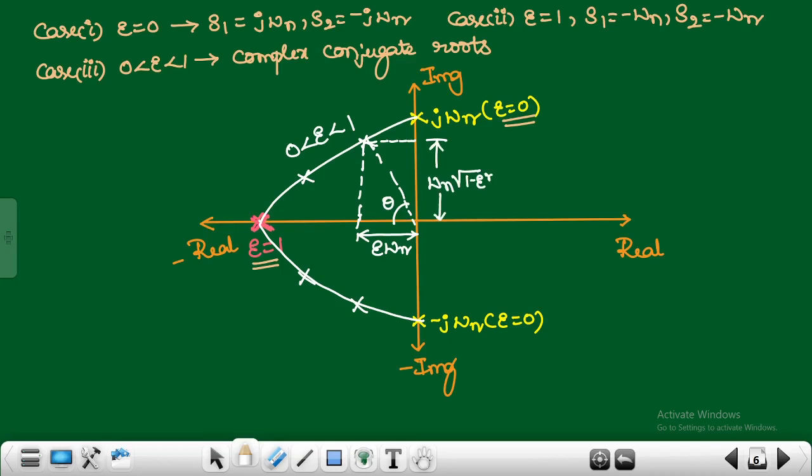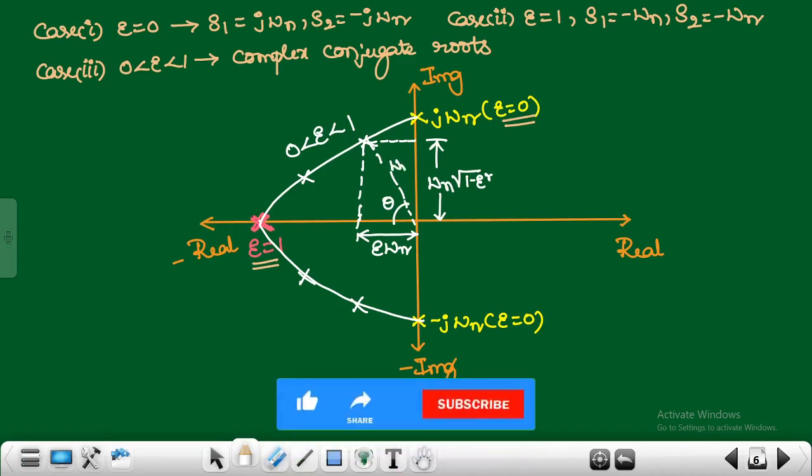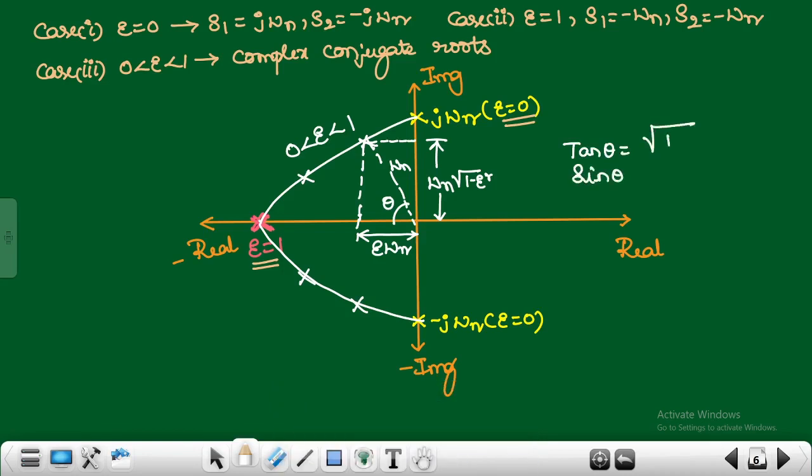By taking this, the hypotenuse will be equal to omega n. Now from this triangle we can define tan theta and sin theta. Tan theta will be under root of 1 minus zeta square divided by zeta. Sin theta will be under root of 1 minus zeta square. Cos theta will be zeta only. So this is how you got this.